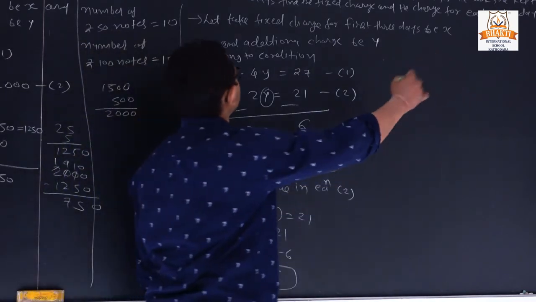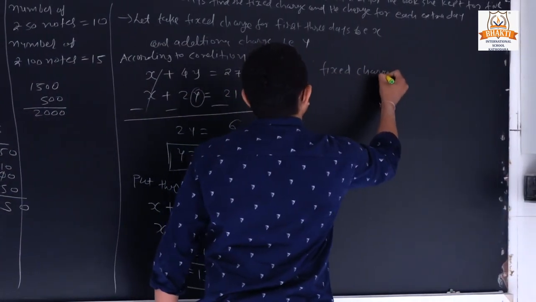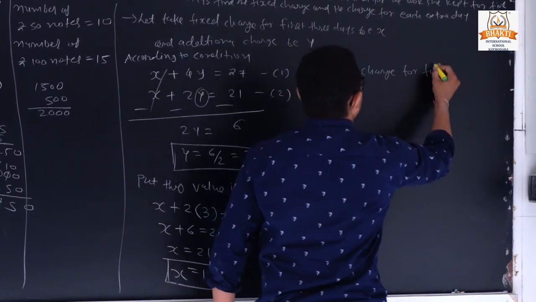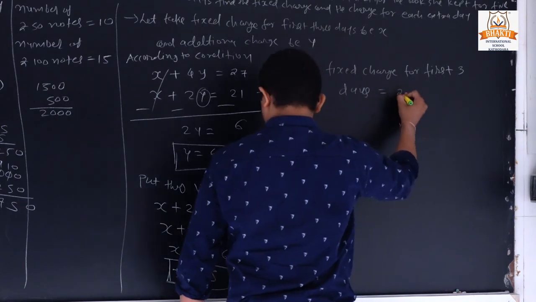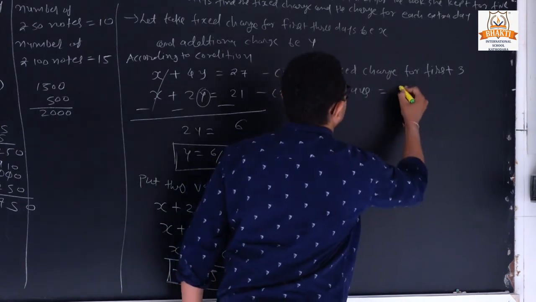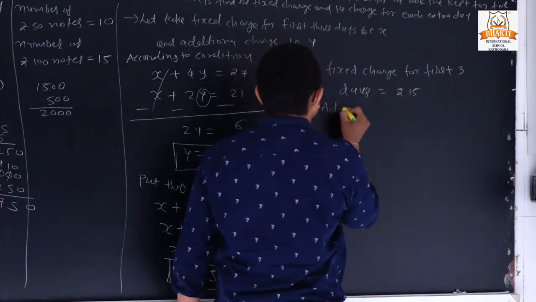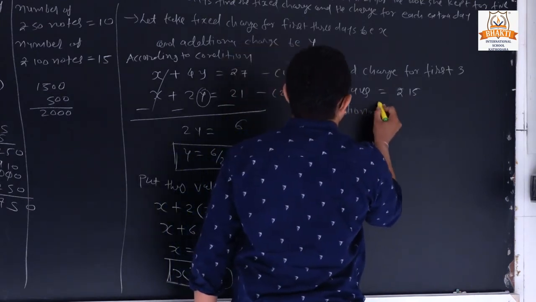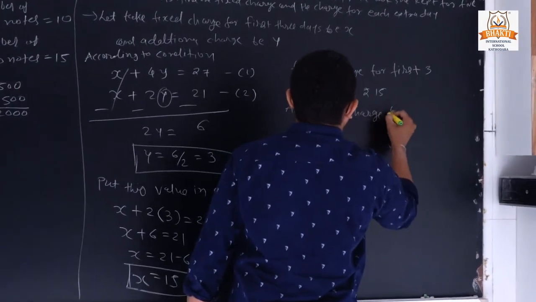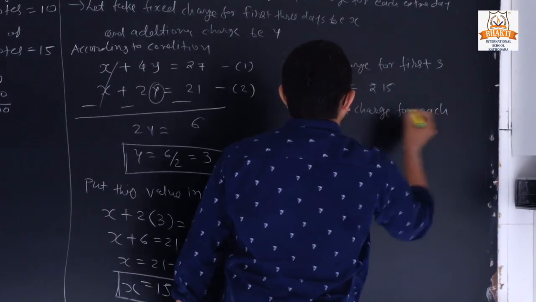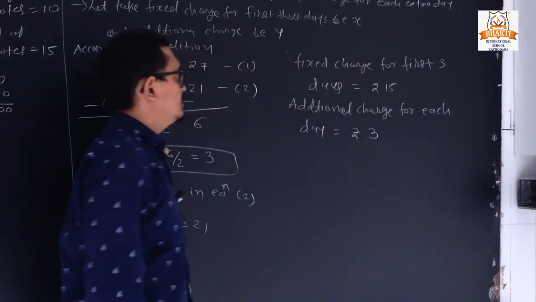So we can write like that: fixed charge for the first 3 days is equal to how many rupees? It is 15. 15 rupees we need to pay. And the additional charge for each day is equal to 3 rupees.